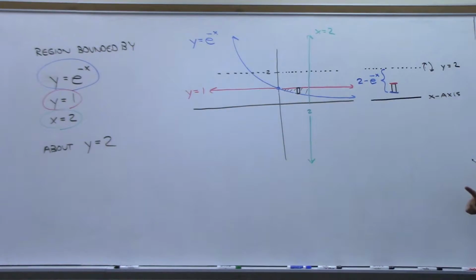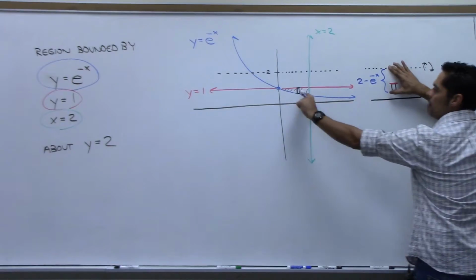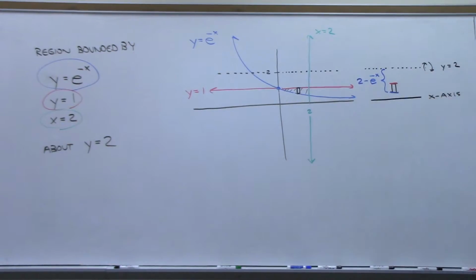Not the other way around, not e to the negative x minus 2. 2 take away, so 2 take away how much? Just that much. And that much right there is e to the negative x. How about the red one? Just 1.